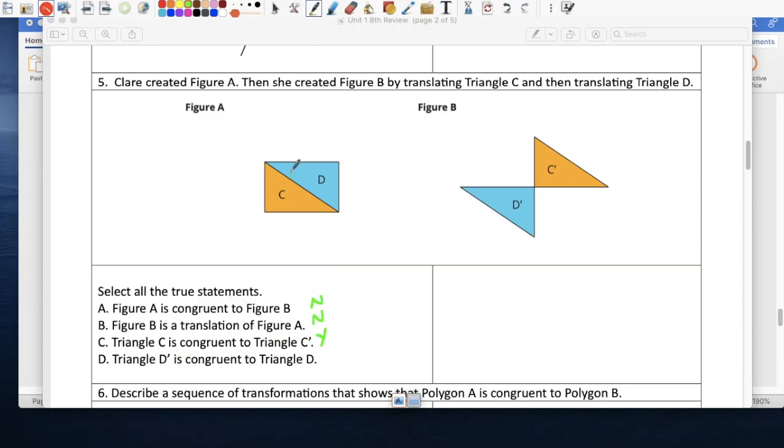Then triangle D, and look at triangle D. It's exactly the same triangle, right? Translated something to the right and then a little bit down. That's triangle D. Okay.